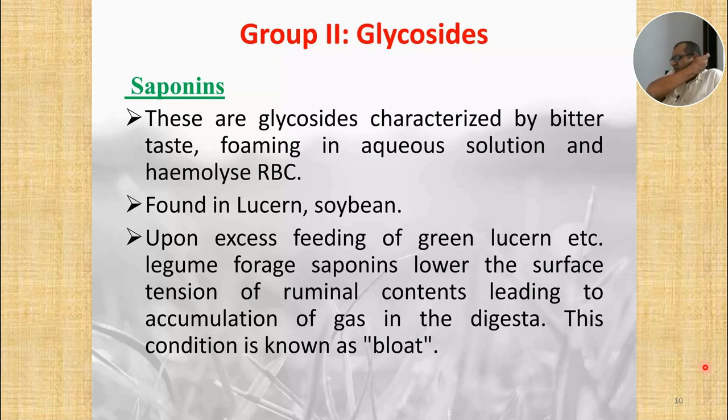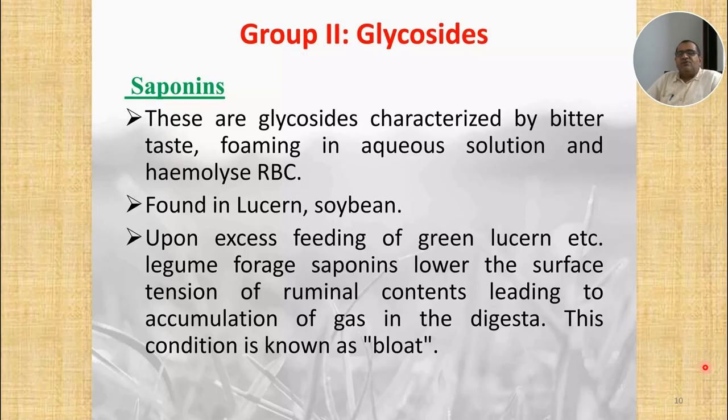These glycosides are present in lucerne and soybean. If lucerne and soybean are fed ad libitum to the animal, a lot of foam is produced. Of course, both of these are very good fodder, but they are very succulent in nature, and they also contain saponins. Upon excess feeding of green lucerne, the legume forage saponins lower the surface tension of ruminal content, leading to accumulation of gas in the digester. This is called bloat.